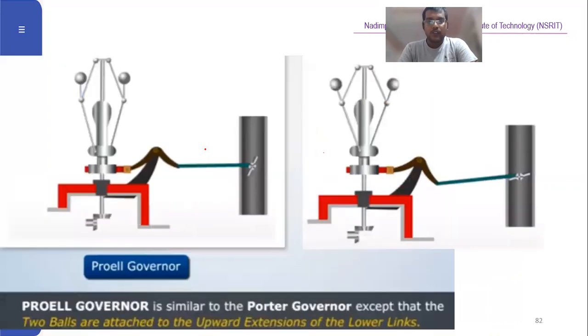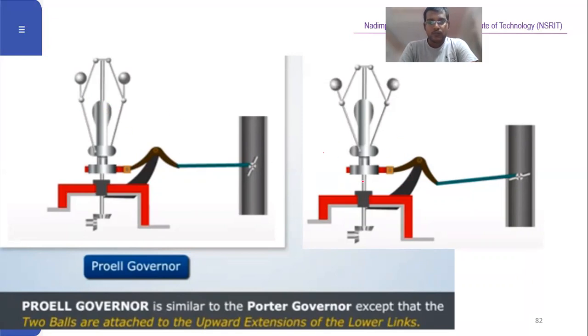Coming to the working, whenever the engine speed increases, these balls try to move upwards. That means the radius of rotation increases, and the balls are moving away from the axis. This is the normal position.